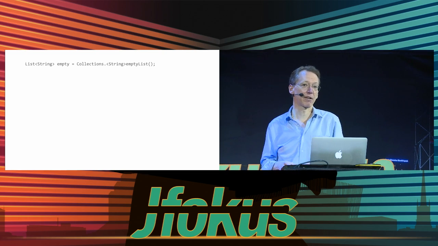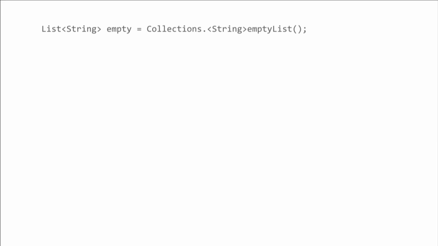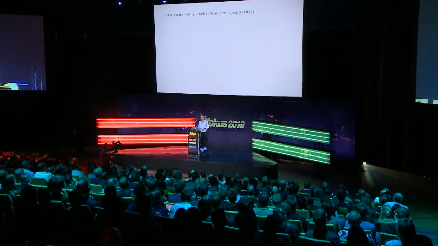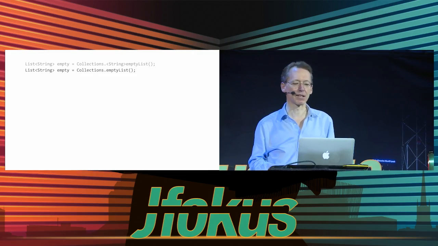We could have designed generics like this. So you would have had to write Collections.<String>emptyList() to get an empty list of strings. But of course, the compiler knows that this needs to be a list of strings because of the declaration on the left-hand side. So you can just write Collections.emptyList().